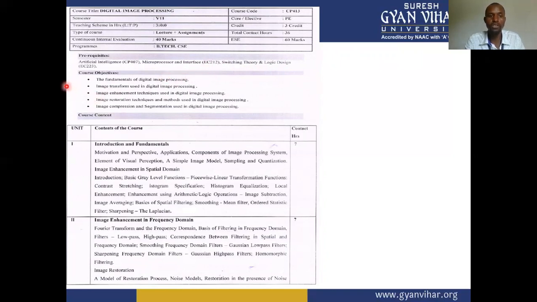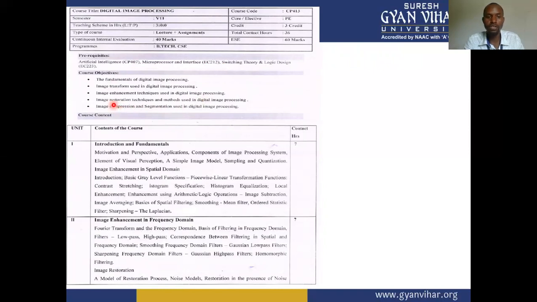So the objectives we'll be covering are: one, the fundamentals of digital image processing. The second objective will be image transforms used in digital image processing. Third, image enhancement techniques used in digital image processing.